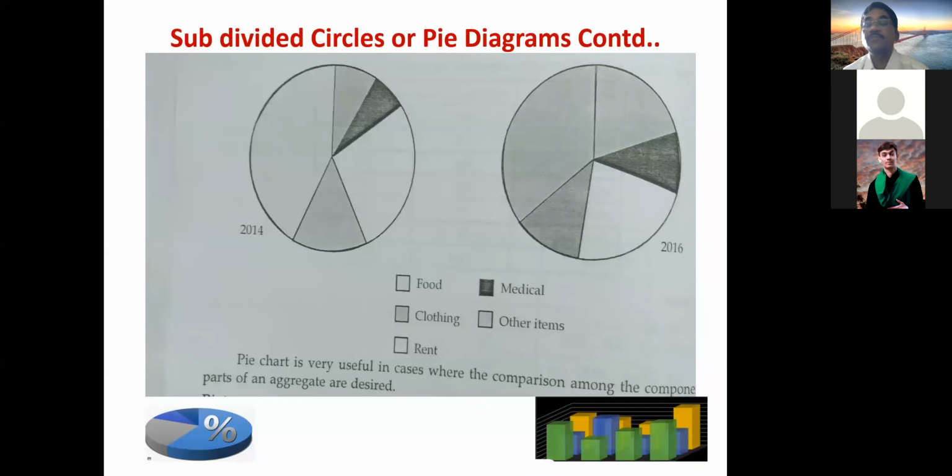Next, if you go to the next one, yes, this much. So this is about today's subdivided circles or pie diagrams. Okay.